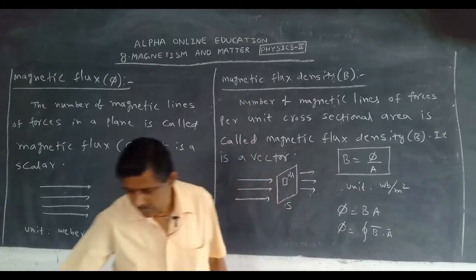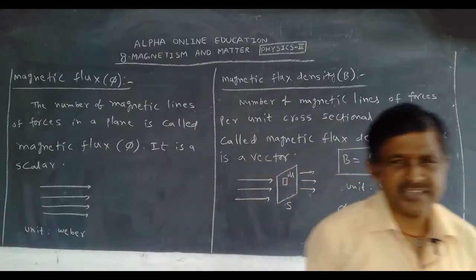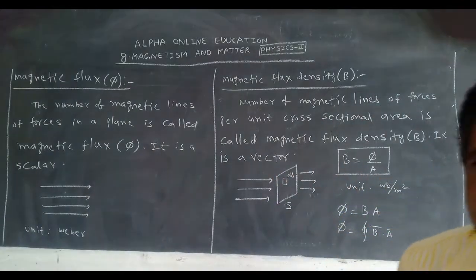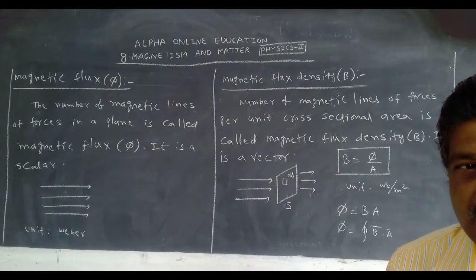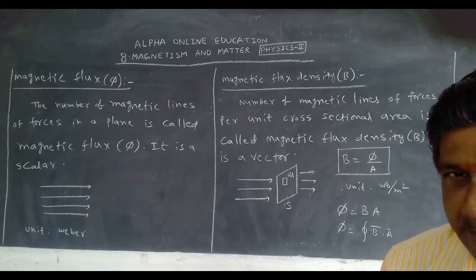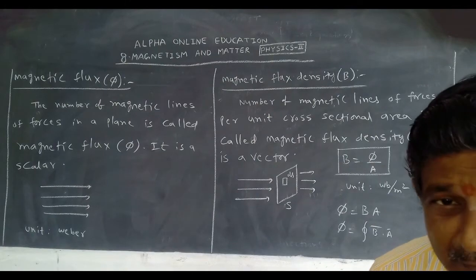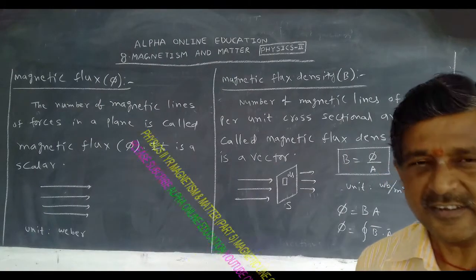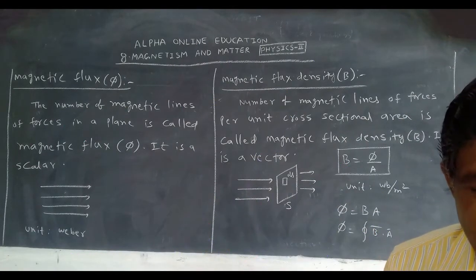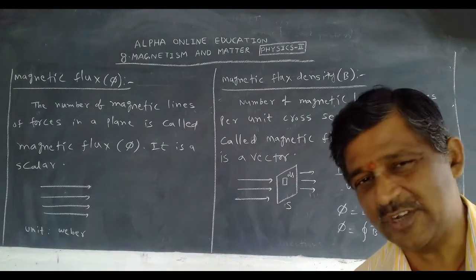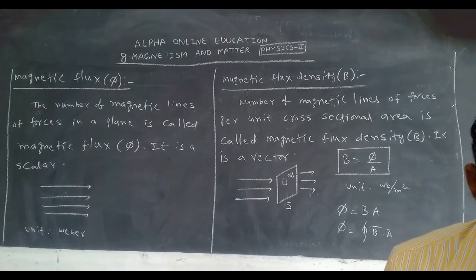Okay. This is about the magnetic flux and flux density. The magnetic flux density is denoted by the symbol B. What is the unit for B? Weber per meter square. The magnetic flux density B is also called intensity of magnetic field or strength of magnetic field. It is also called by another name that we will discuss in the next chapter, that is magnetic induction. Magnetic induction is also denoted by B.